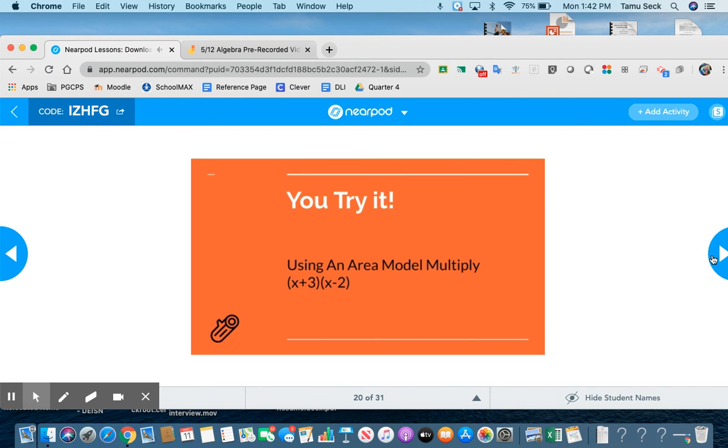Okay, let's try using an area model to multiply 3 plus x times x minus 2. Please write this problem down.